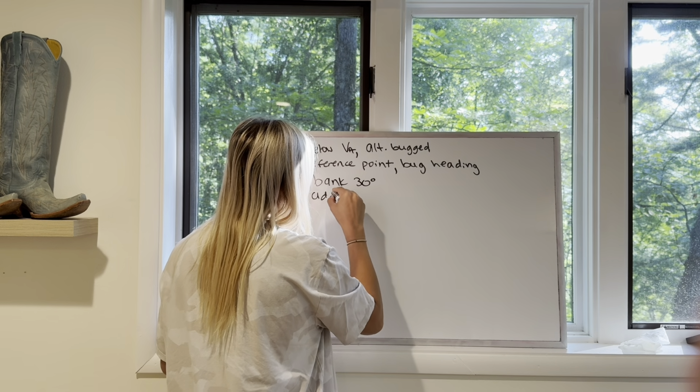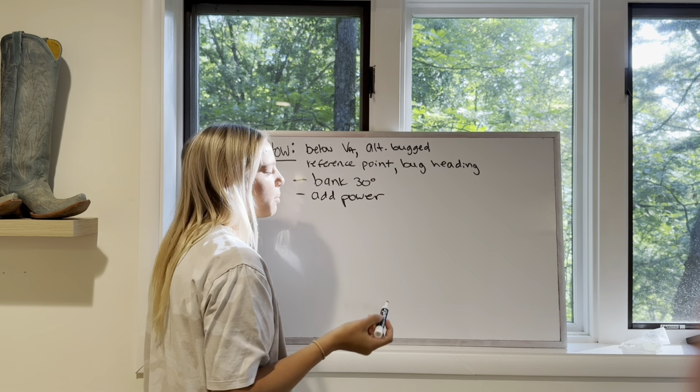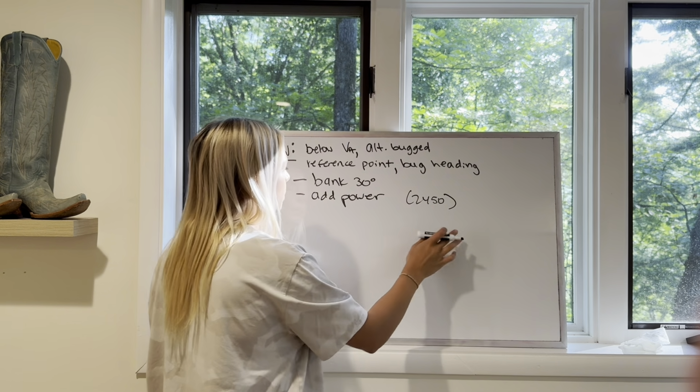Then you're going to add power. So my cruise power on my plane is about 2350 RPMs. So I'm going to bump it up to about 2450 RPMs.